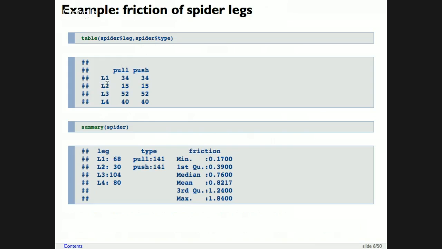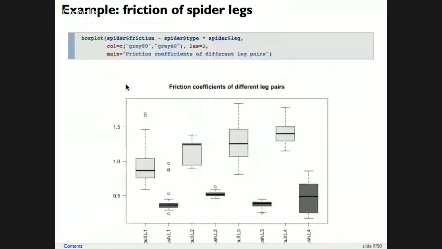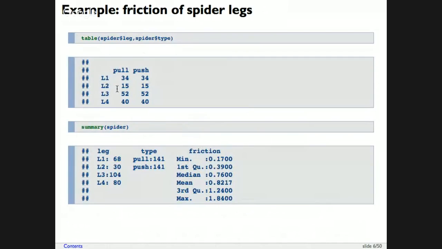It was a little harder to get measurements for L2 and easier for L3, or for some reason there are different numbers of measurements for the different leg pairs. And taking a look at the summary, here are just the one-way frequency tables summarizing the overall numbers of each leg pair and the types of measurements.